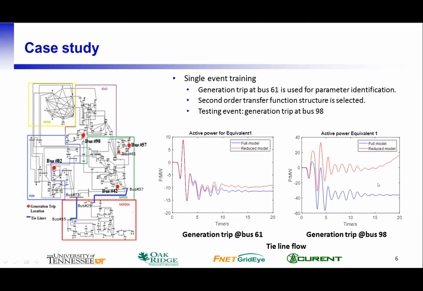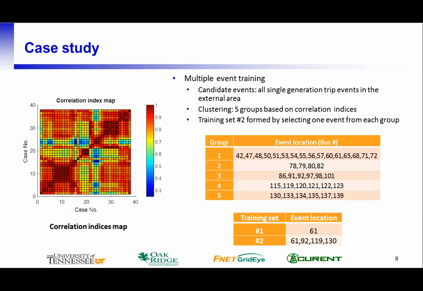They demonstrate that when a testing event is significantly different from the single training event, the performance of the dynamic equivalent in capturing the dynamics of the study area is compromised. You can see the power consumed by the equivalent load starts to deviate from the full model response at about 2 seconds. So to improve the robustness of the dynamic equivalent, we have to apply the multiple events method that we propose in our new work.